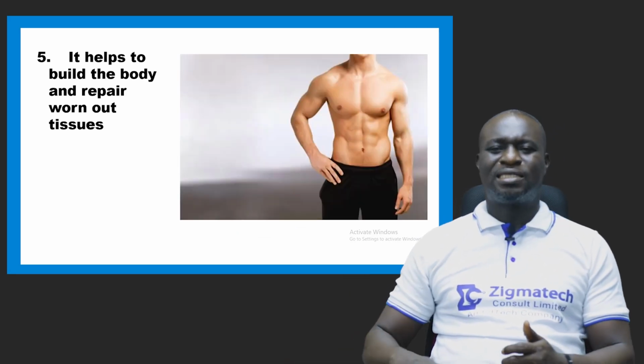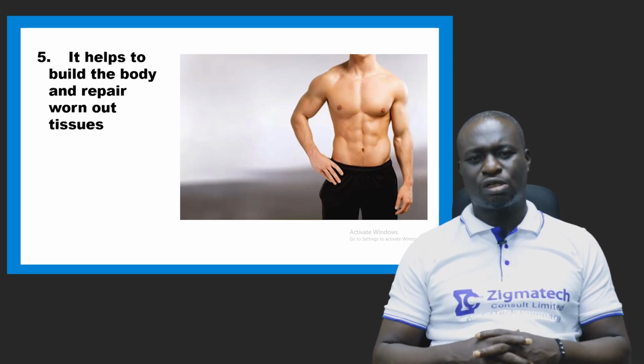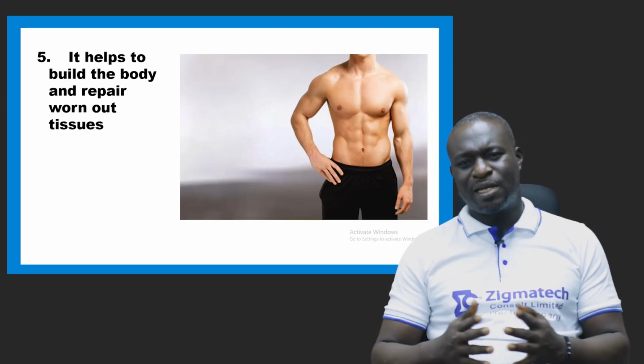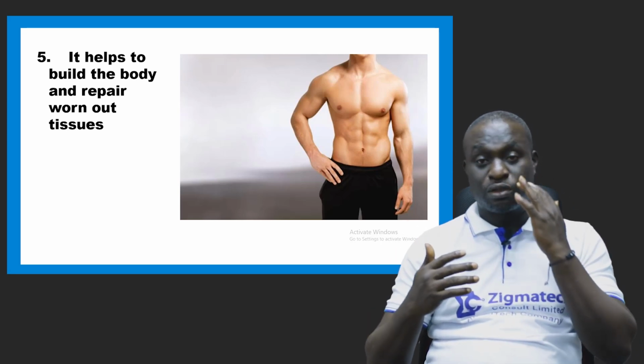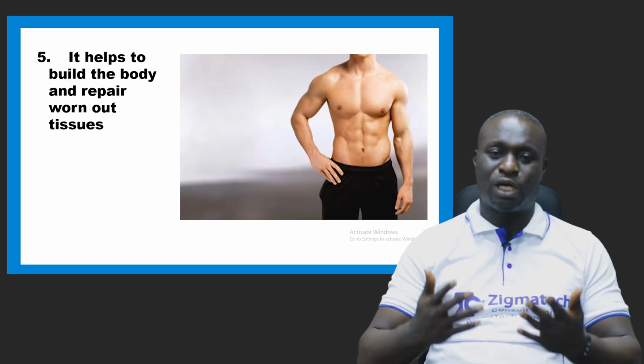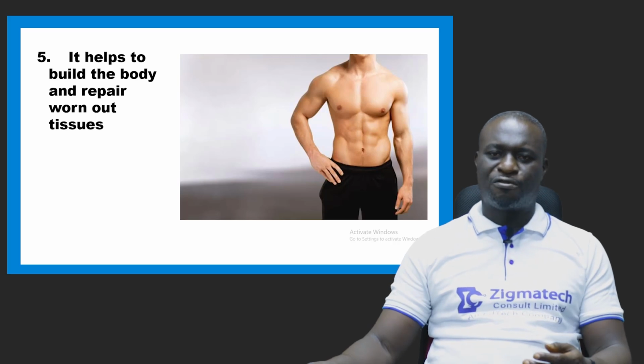Number 5 is that it helps to build the body and repair worn-out tissues of the body. I have also explained this when I was explaining growth. I said that food helps to build our body. It helps to replace worn-out tissues of the body.